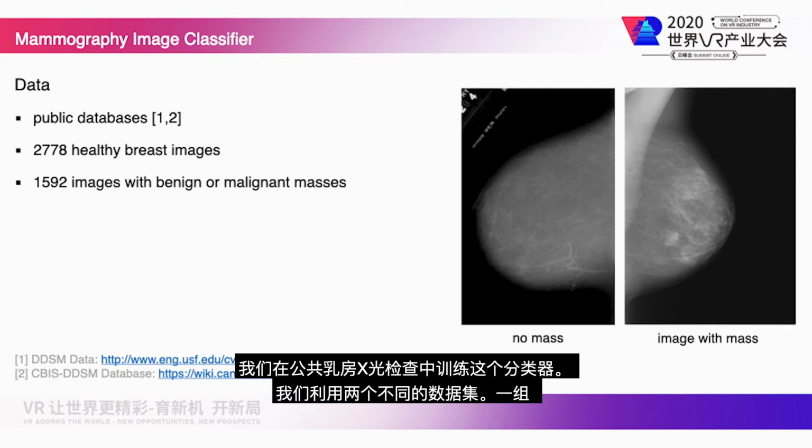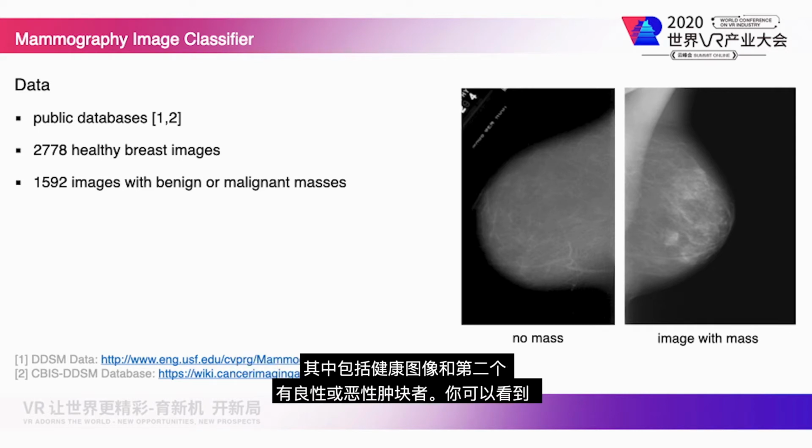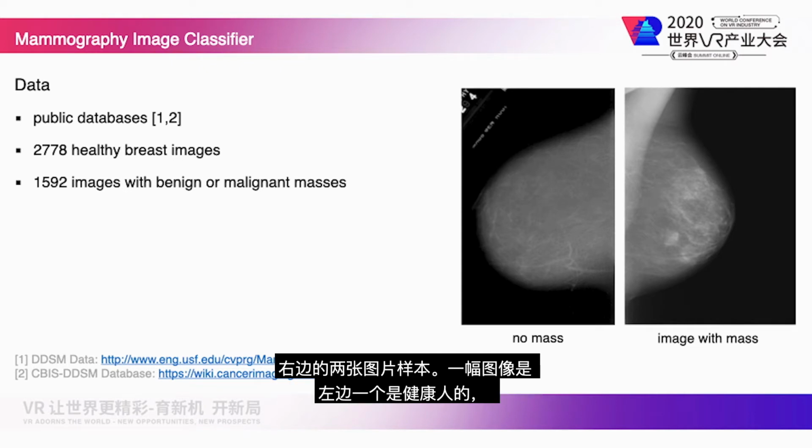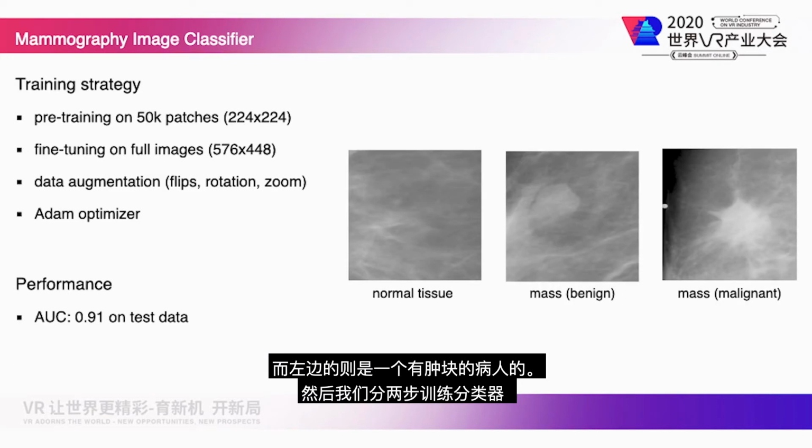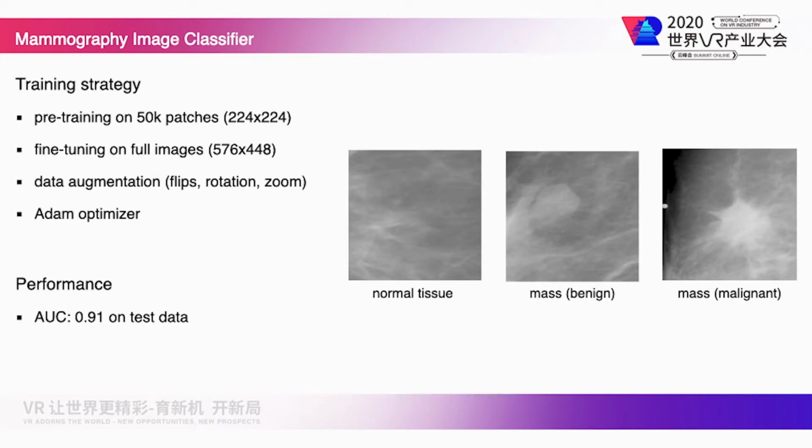We utilize two different data sets, one which comprises healthy images and the second one with benign or malignant masses. You can see two sample images on the right. One image, the left one, is from a patient who is healthy, and the right one shows a patient with a mass. We then train the classifier in two steps.